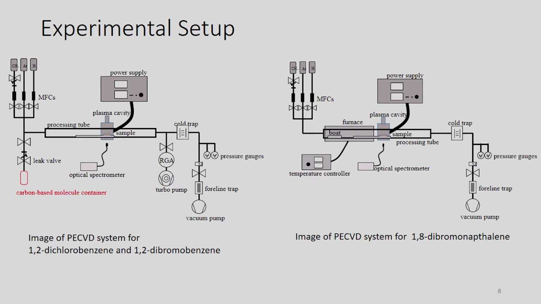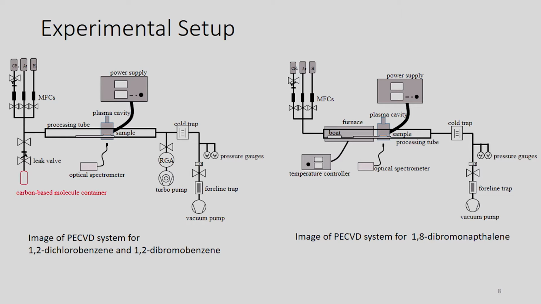So here's our experimental setup. We actually have two different setups for the graphene nanoribbon growth. This is due to 1,2-dichlorobenzene, 1,2-dibromobenzene, and 1,8-dibromonaphthalene not necessarily having the same properties. Some common traits between all of them is the processing tube where the actual growth occurs.